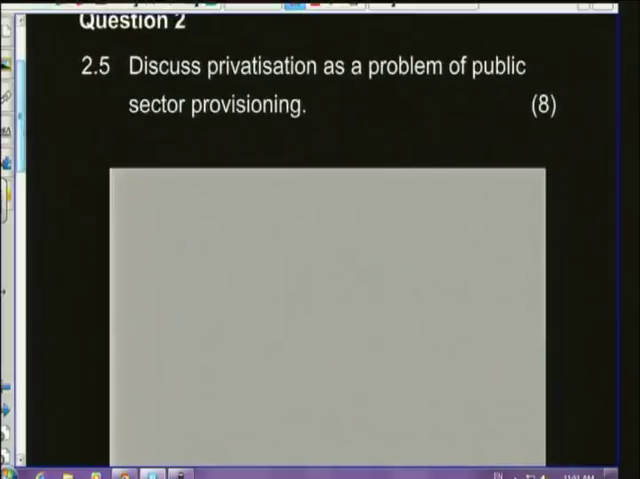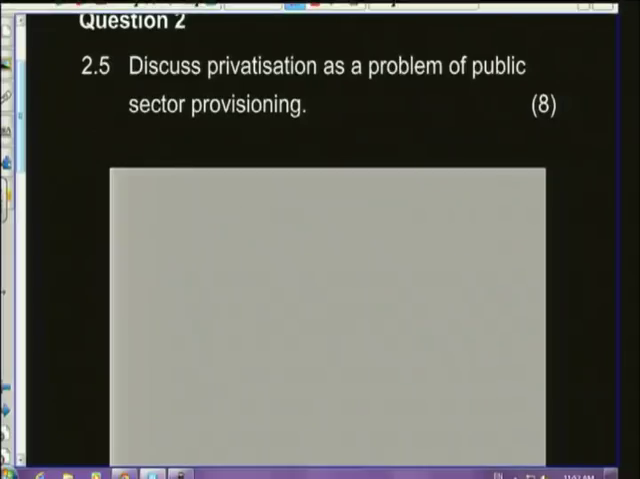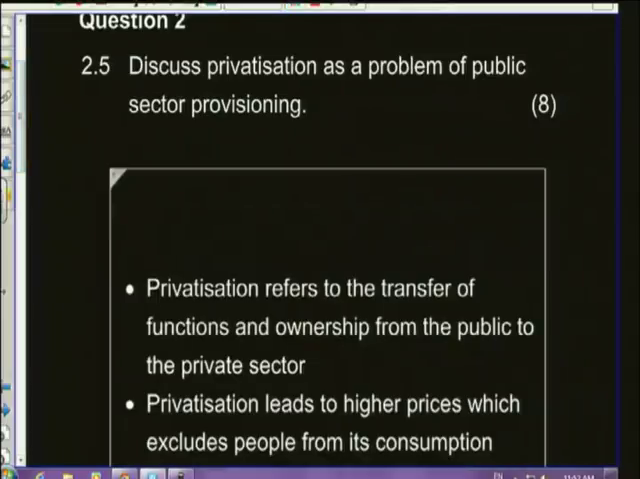2.5. Discuss privatization as a problem of public sector provisioning. Now, the public sector refers to all the services that are provided by the government. Usually the government would at some stage decide that they want to decrease their share in the economy, because businesses that are run by private institutions are usually more profitable, and that is what the economy actually needs. They need businesses that are profitable, and businesses pay taxes. Public sector businesses don't pay taxes to the government. What would the problem be with public sector provisioning? Let's look at the answer here.